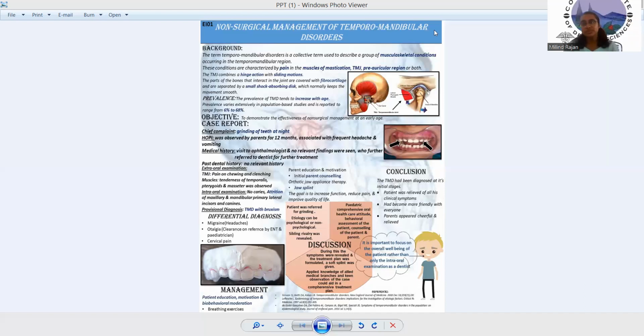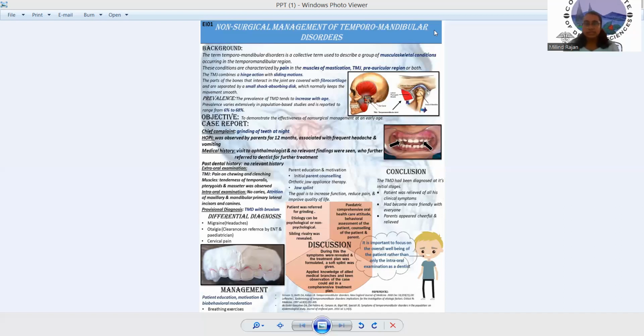Now, what was our plan of action for this particular case? Talking about the management, we went through rigorous counseling sessions, starting off with patient education, motivation, and biobehavioral moderation. We started with breathing exercises in order to calm the patient down. Parent education and motivation was another form of therapy instilled. At the same time, an orthotic jaw appliance, a soft jaw splint, was provided to the patient. The entire goal of the management was to increase function, reduce pain, and improve the quality of life of the patient.